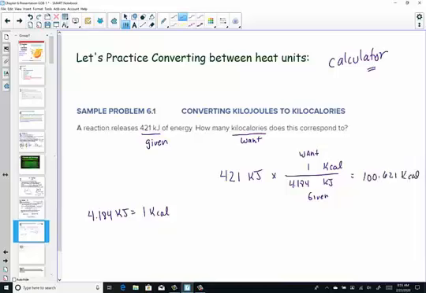Let's consider sig figs. I have 3 sig figs here, so my answer should also have 3 sig figs, so I'll round to 101 kilocalories. That's not too bad, is it?